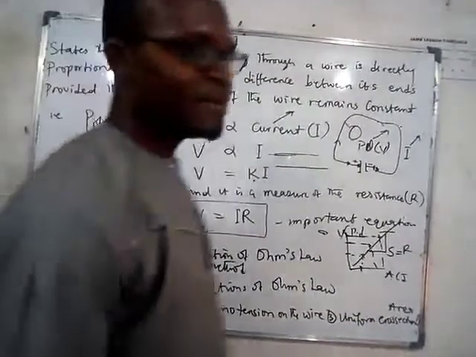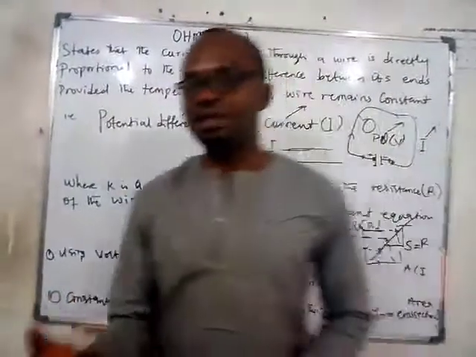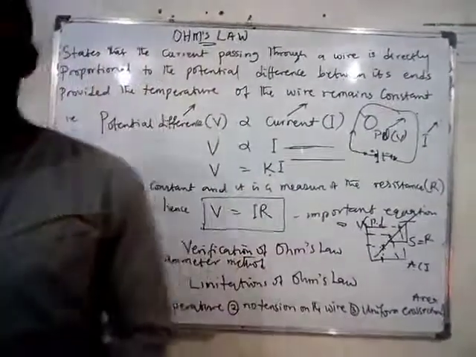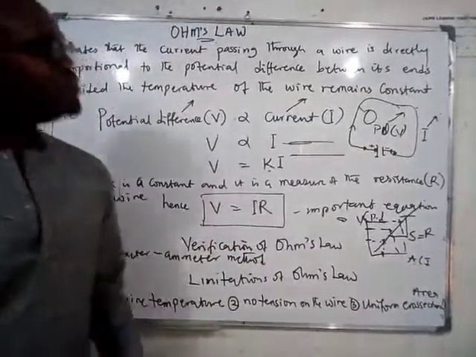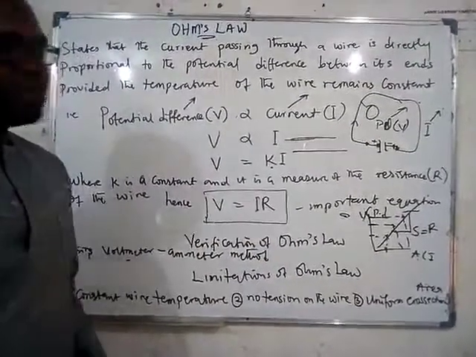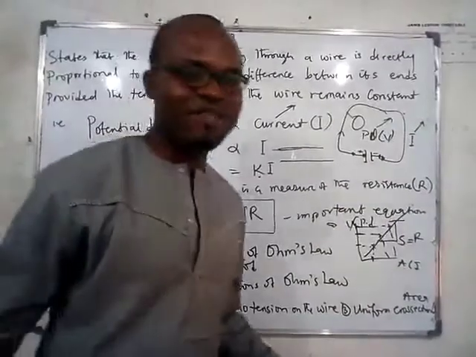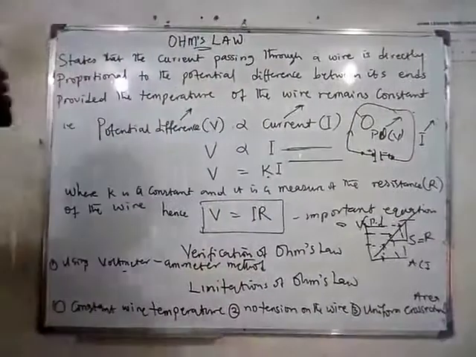Is that clear? Who can state Ohm's law for me? Ohm's law states that the electrical current passing through a metallic conductor at a constant temperature is directly proportional to the potential difference. Perfect. That is the statement of Ohm's law.